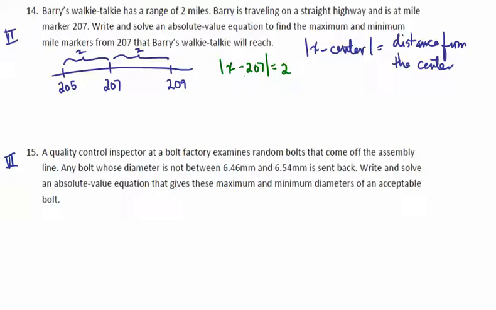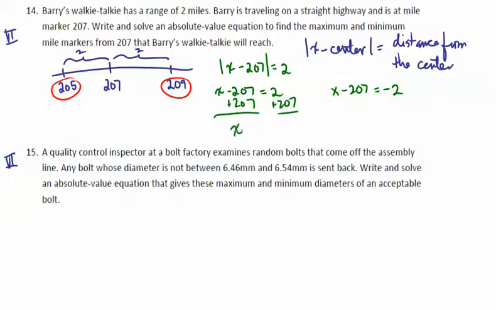We know how to solve this, and when we solve it, we should be getting the values 205 and 209. We set up one equation, x minus 207 equals 2. Another, x minus 207 is equal to negative 2. We add 207 to both sides, and we get x is equal to 209, which we expected. Add 207 to both sides, and we get x is equal to 205, our second anticipated answer.